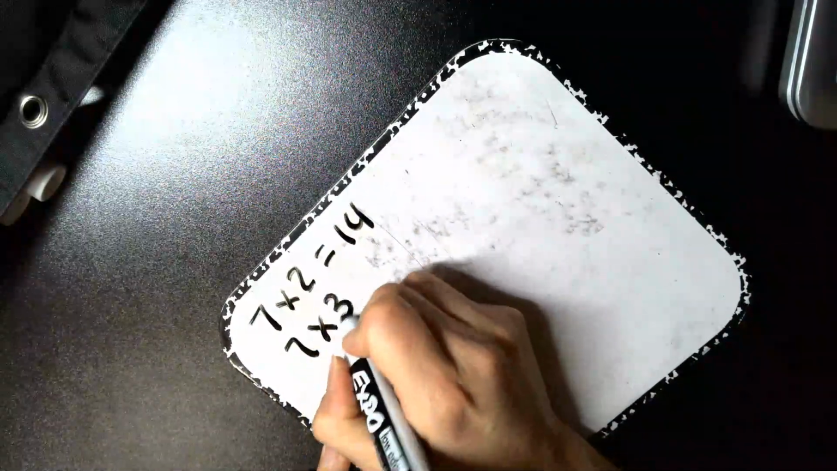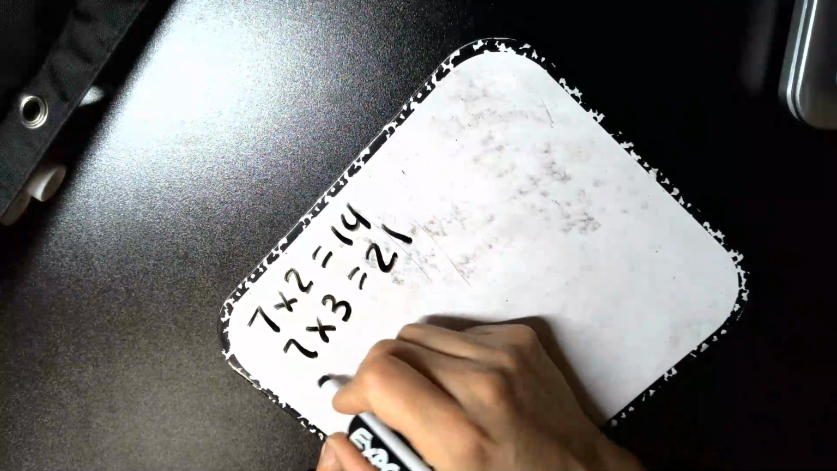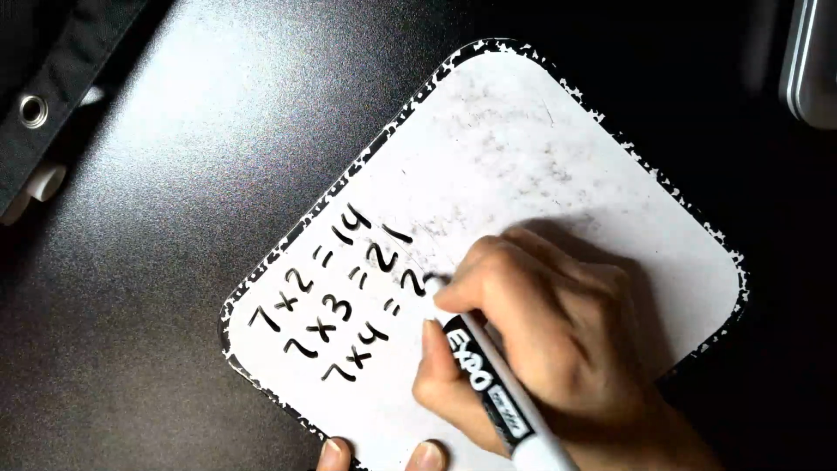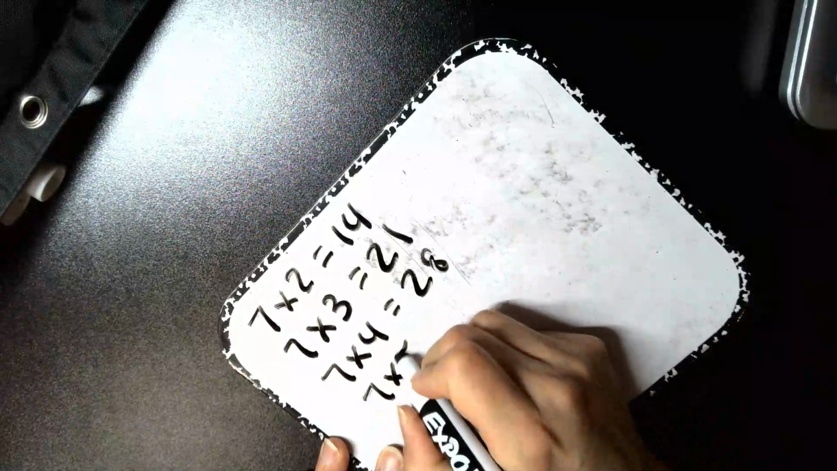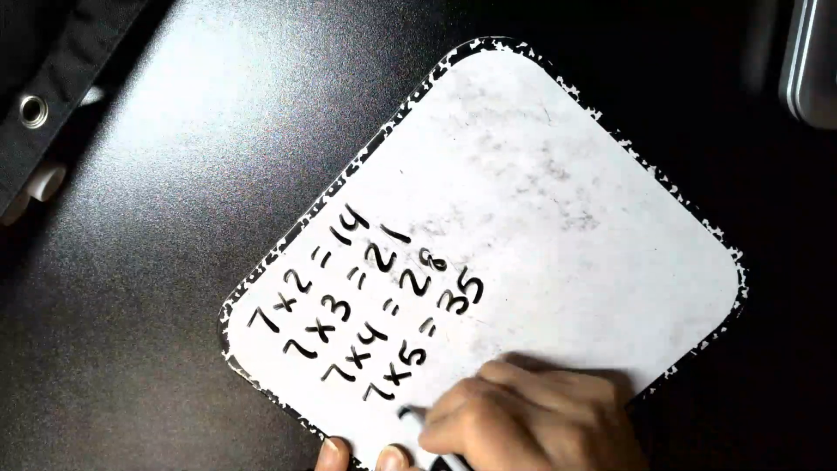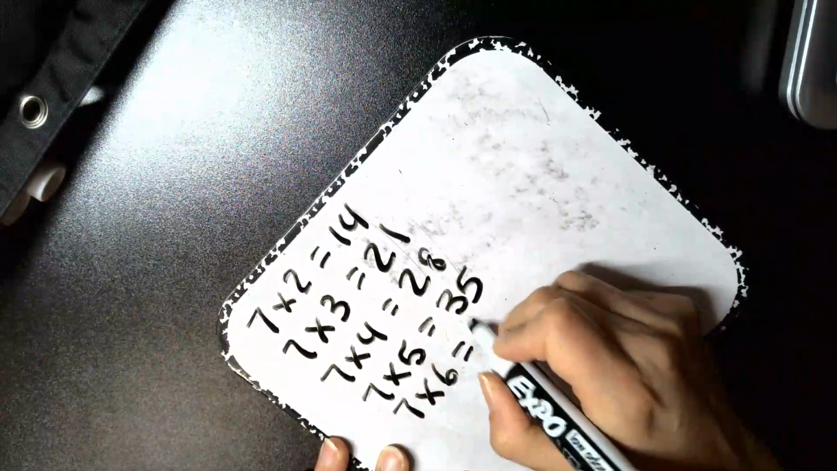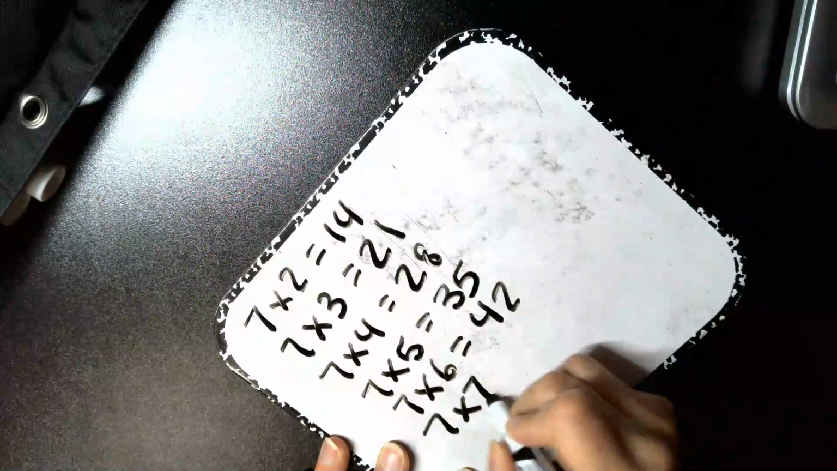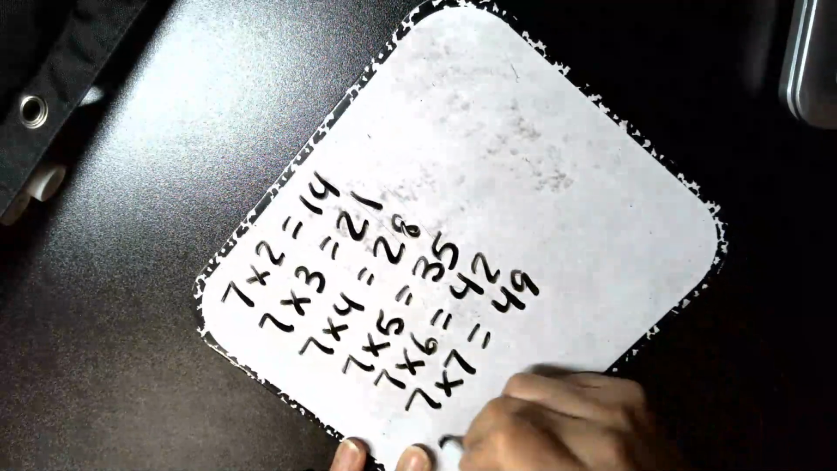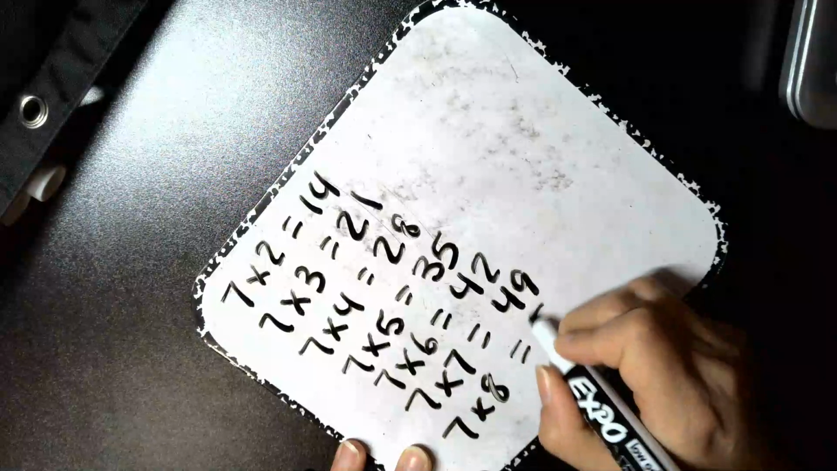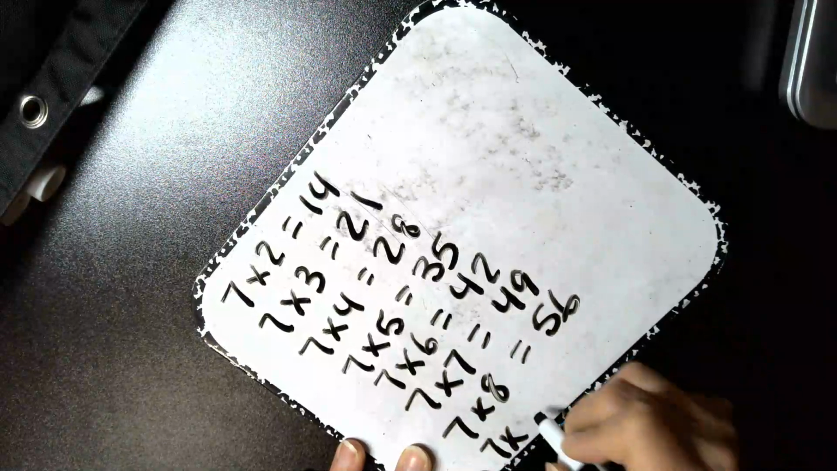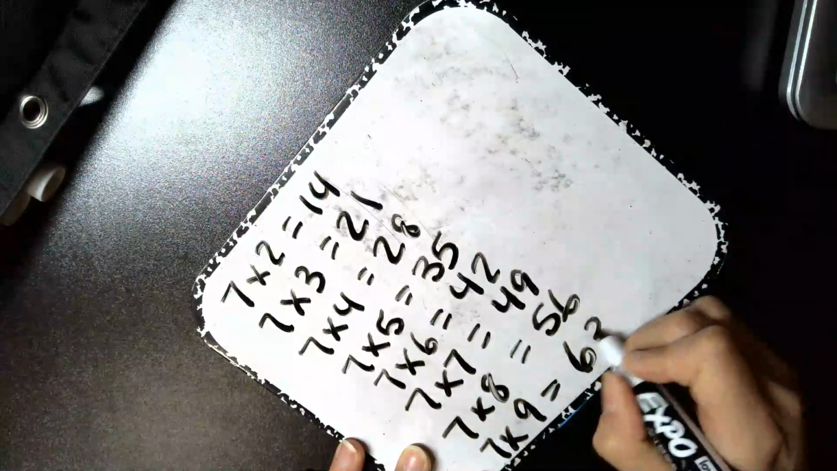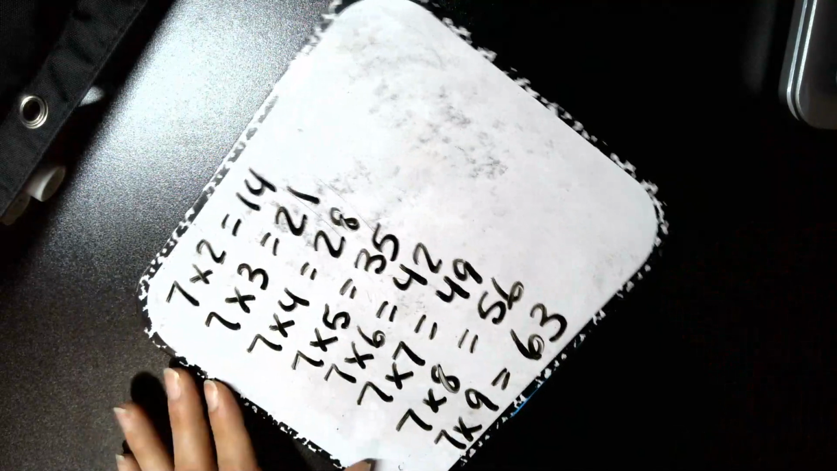7 times 3 equals 21. 7 times 4 equals 28. 7 times 5 equals 35. 7 times 6 equals 42. 7 times 7 equals 49. 7 times 8 equals 56, and 7 times 9 equals 63. Okay? So you just write them down.